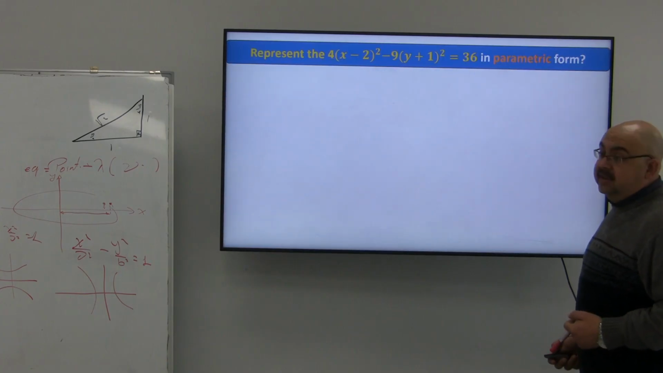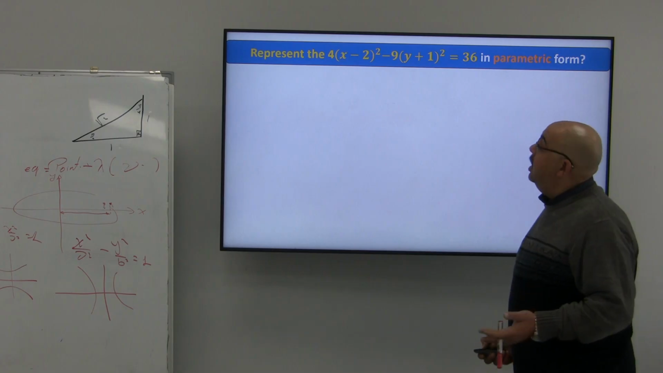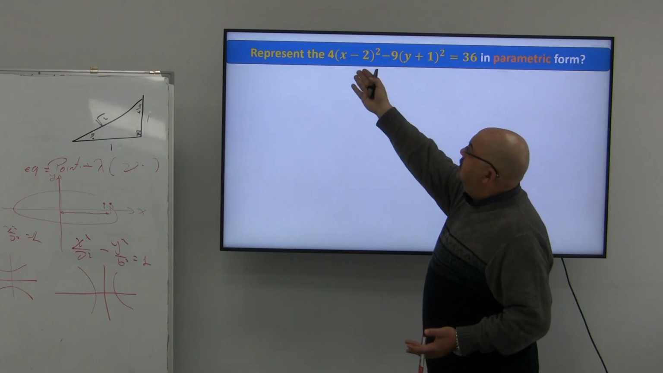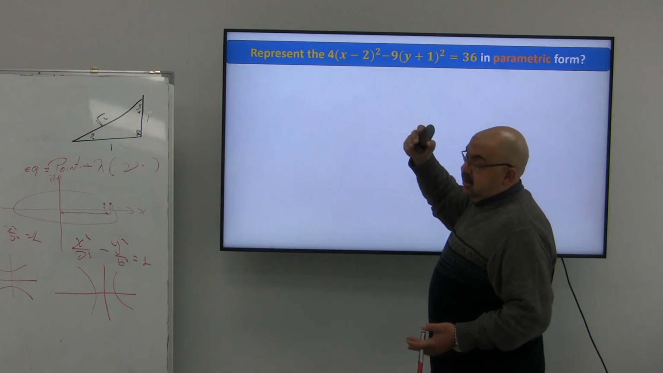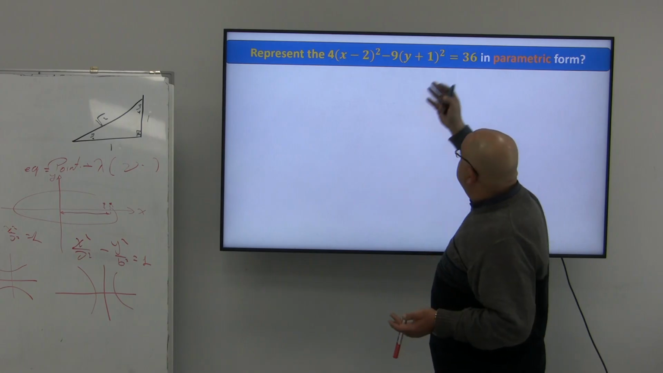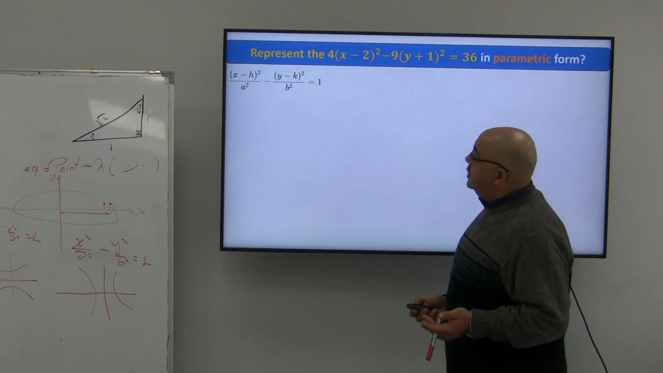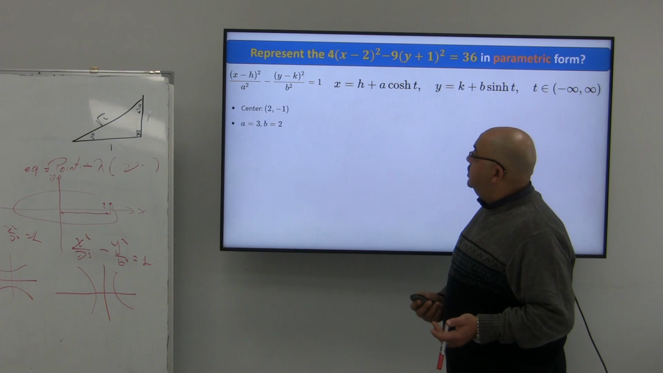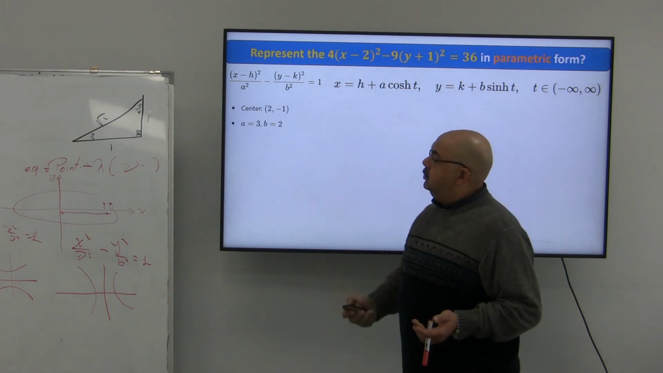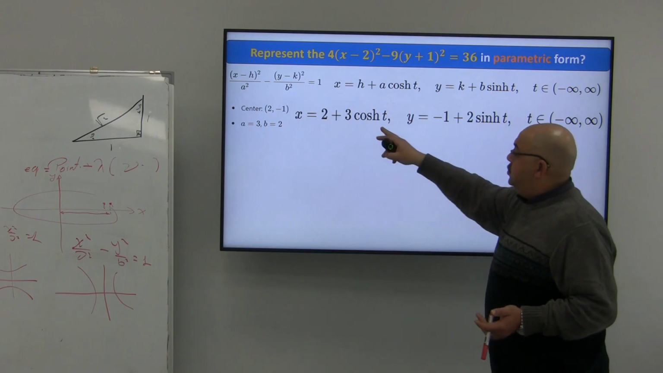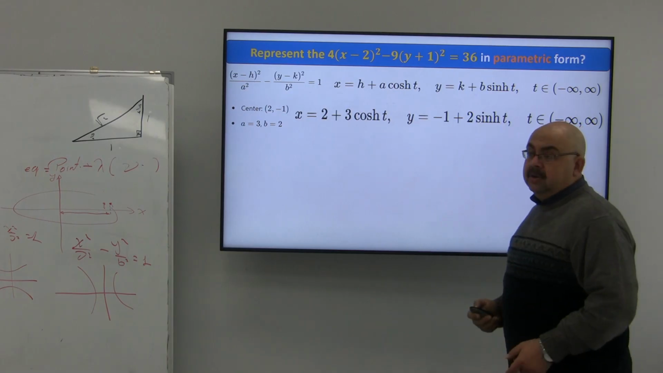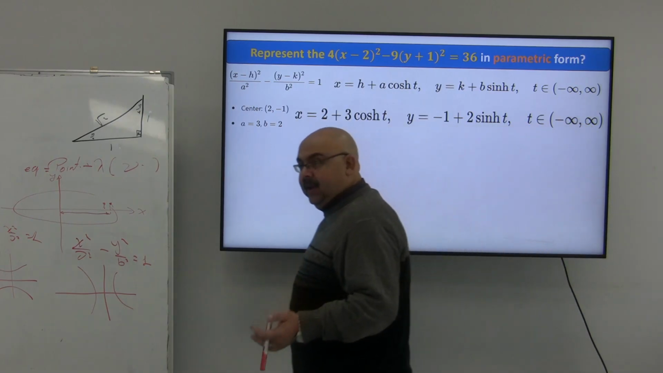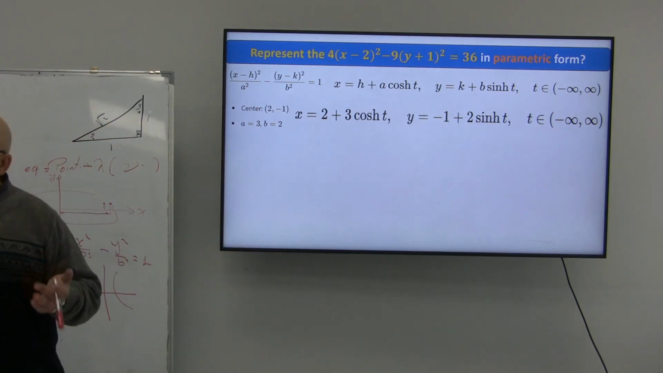If I have something like this, it will end up being a hyperbola, because if you divide, there is a negative sign, and these values ensure that these semi-diameters are not the same. So if you divide by 36, you will end up with this general form of a hyperbola, with center (2, negative 1), a equal to 3 and b equal to 2, and it's going to be x equal to 2 plus 3 sine t, y equal to negative 1 plus 2 sine t. But remember here, t is running from negative infinity to positive infinity, whereas in circles and ellipses, theta goes from 0 up to 2 pi.